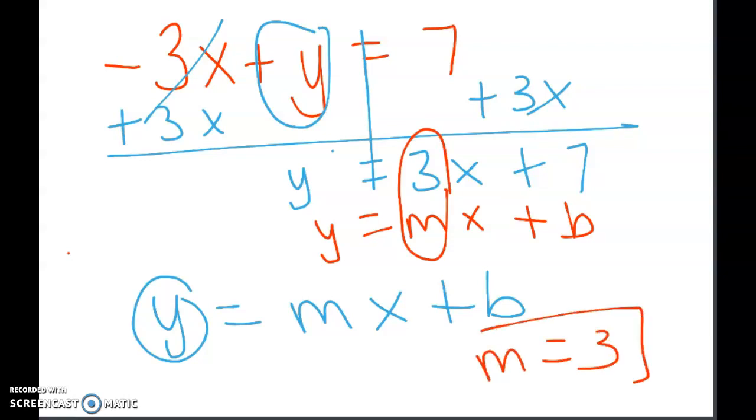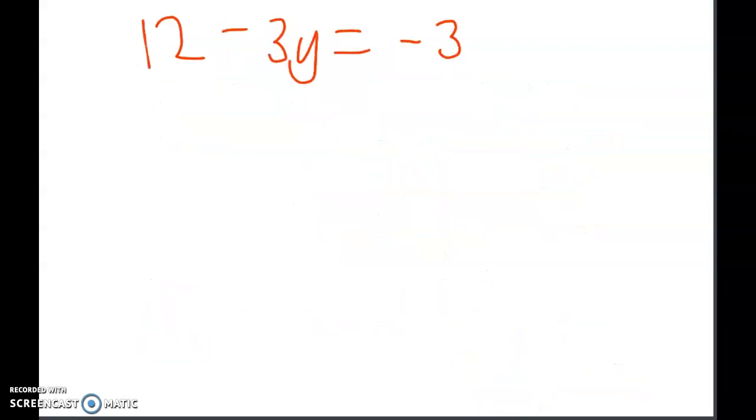So if there's ever an instance where you're stuck and you don't know how to solve for the slope, when all else fails, solve for y. So take a second and pause the video and see if you can do this next example by yourself.